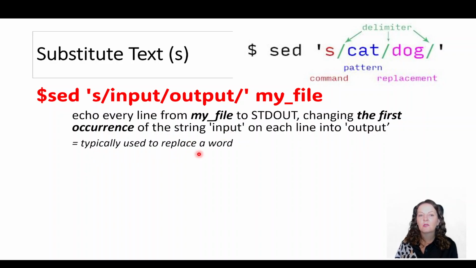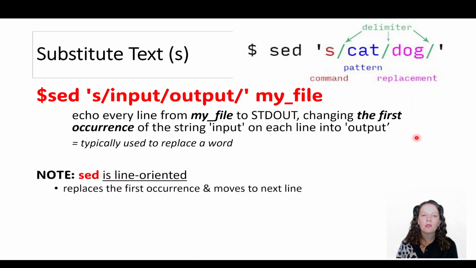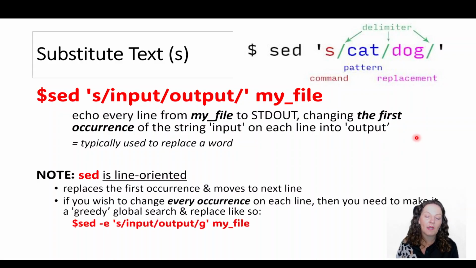So it's typically used to replace a word. So there's your cat for dog. And I have mentioned a few things there, changing the first occurrence, because if I had 'the cat was here to concatenate', it would just replace the first, giving 'the dog was here to concatenate'. It doesn't see the cat in the second word unless we specify it. Sed is line oriented, so it just replaces the first instance of that search pattern unless we specify it.